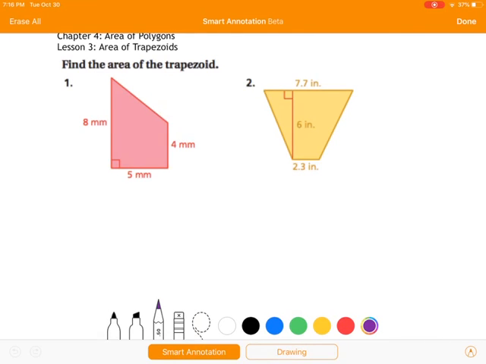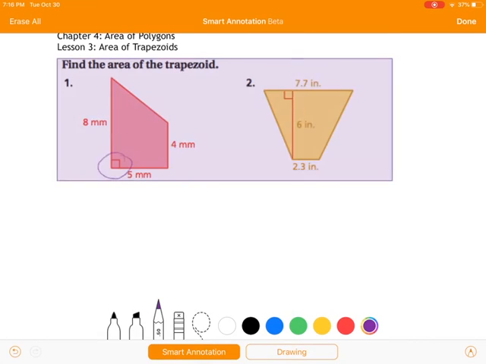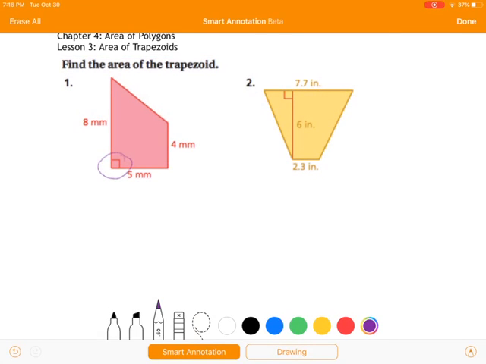So in this case, it looks a little bit different, but to find the height, we're still going to look for that perpendicular line, that 90-degree angle, and so we know that our 5 is right next to that perpendicular line, that 90-degree angle. So we can say that the area equals 1/2 of 5 times our sum of 8 plus 4.